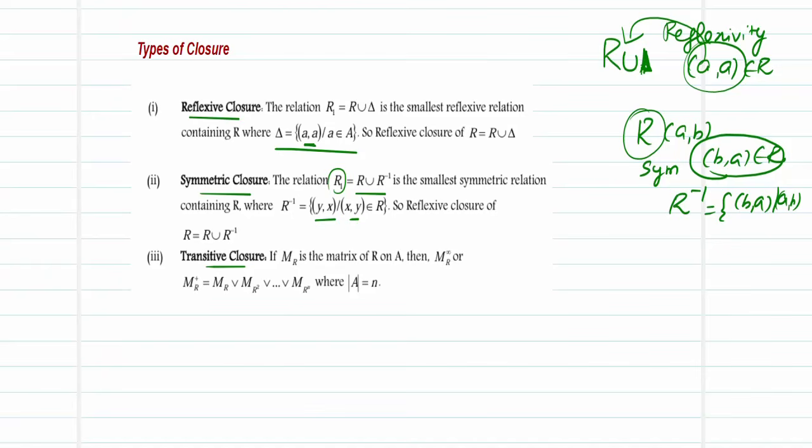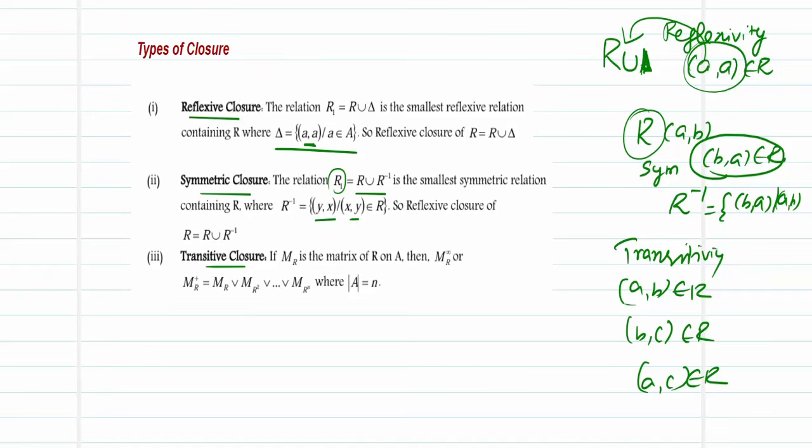In a similar way, we can go for the transitive closure too. So what is meant by transitivity? Whenever (A, B) belongs to the relation and (B, C) belongs to the relation, then (A, C) also belongs to the relation. So AB is related and BC is related, and a relation now moves from A to C. That is how we build a new relation.